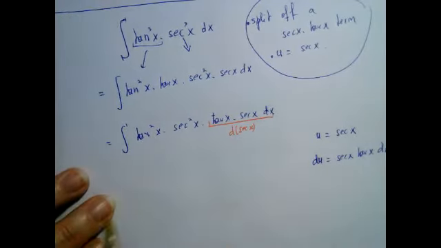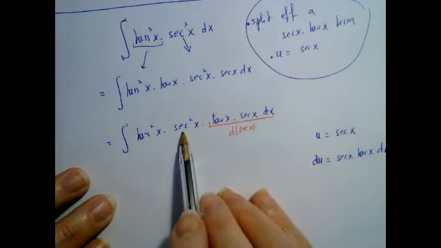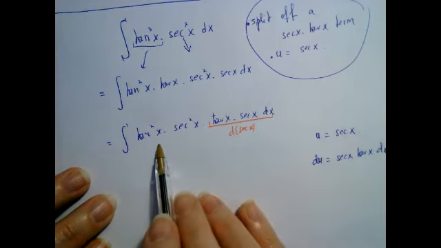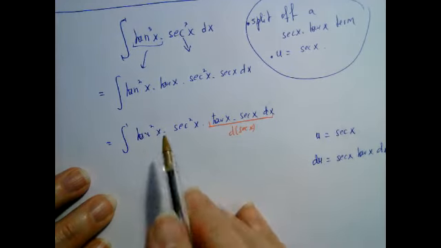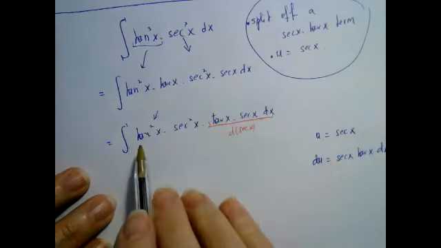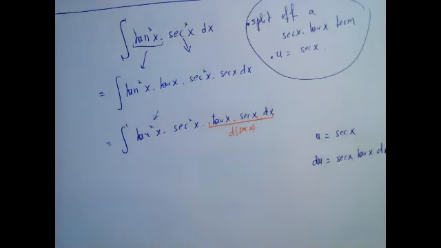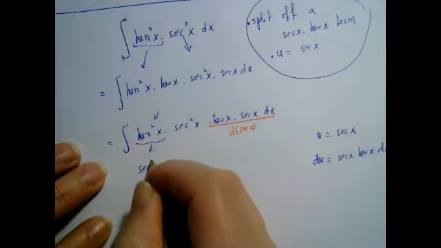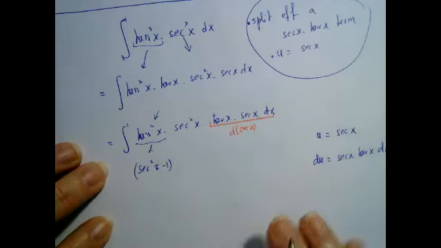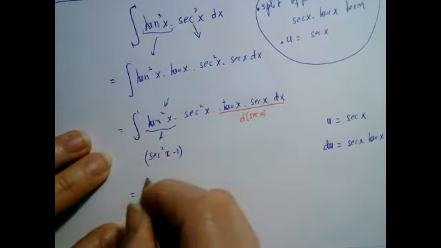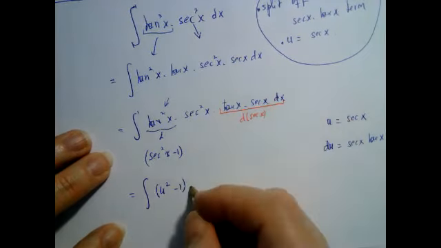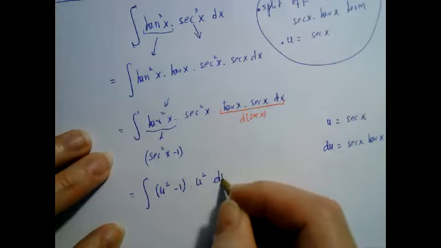Now everything has to be in terms of u. Am I safe in this case? Secant square could be put easily in terms of u. Tangent square, I need this even power now. Could this be made easily in terms of secant? Yes, absolutely. This is secant square minus 1. And then finally, I will have u square du.